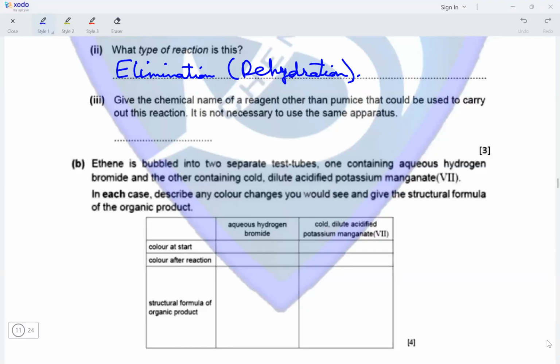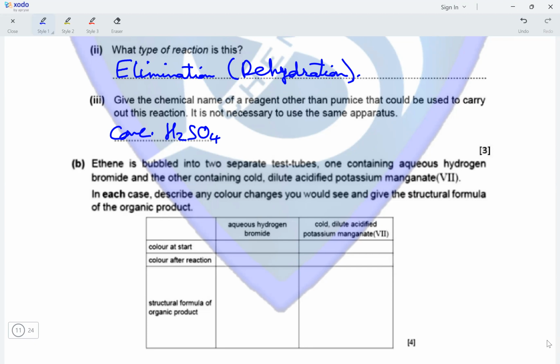Give the chemical name of a reagent other than pumice that could be used to carry out the reaction. It is not necessary to use the same apparatus. So we can use concentrated H2SO4 at 170 to 180 degrees Celsius to carry out dehydration of alcohols.